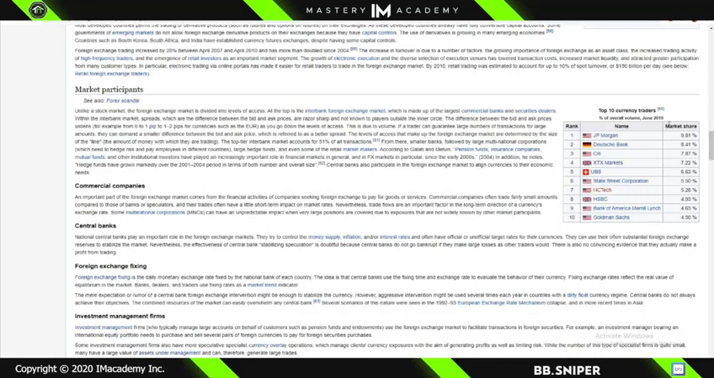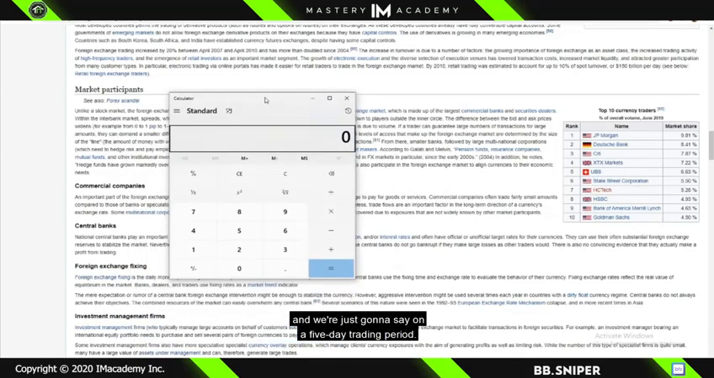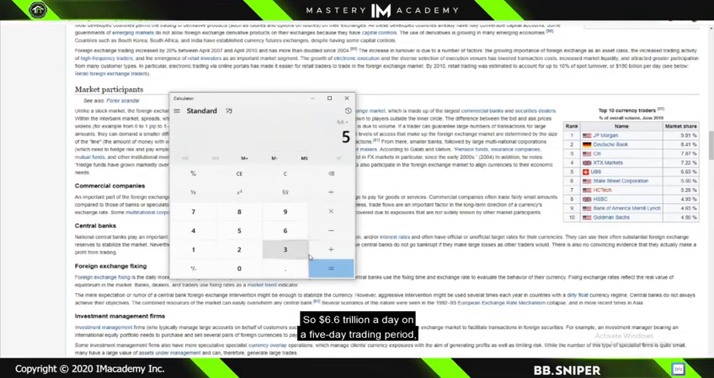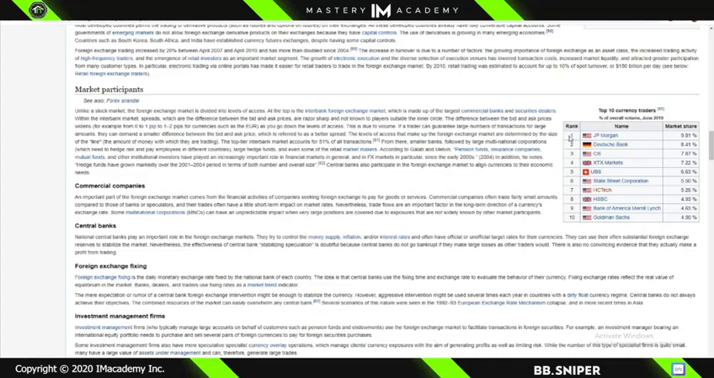But the point is you've got different classes of participants in the markets, and what I mean by that is how much money you have. If we were to break this number down, think about it. Say on a 5-day trading period, $6.6 trillion a day gives $33 trillion. If we take an average of 4 weeks in a month, it's $132 trillion in volume movement every month.